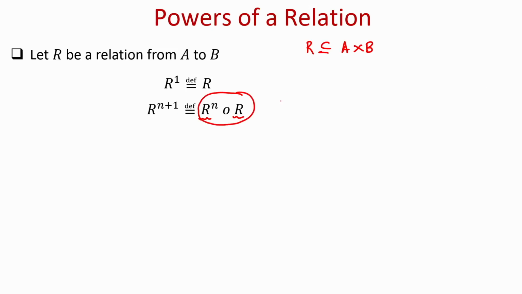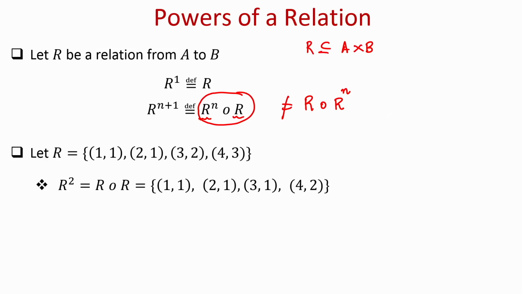The n plus 1th power is defined to be the composition of R power n with R, that means you have to apply the relation R first and then you have to apply the relation R power n. It need not be equal to the composition of R with the nth power of R, that may or may not be the case, because in general the composition of two relations need not be commutative. Okay. So, let me demonstrate the powers of a relation with an example.